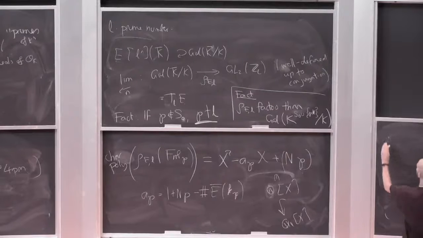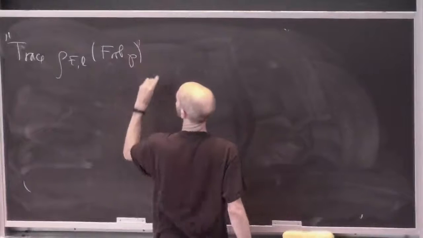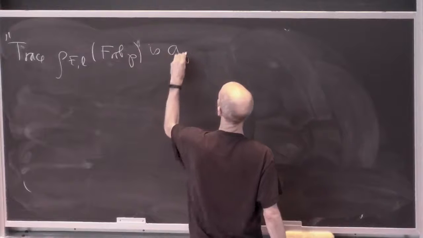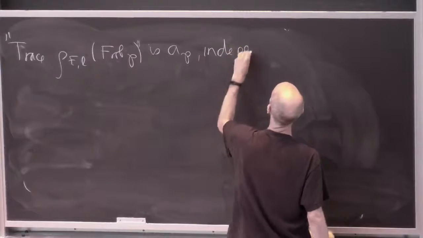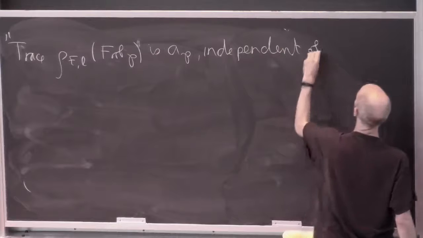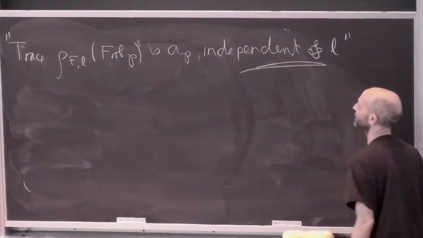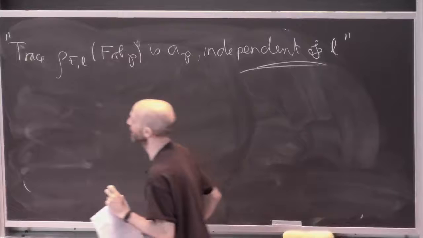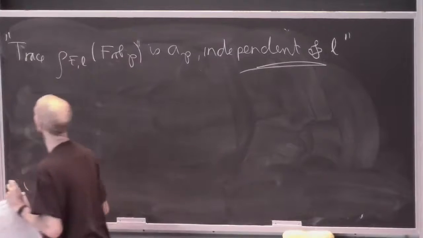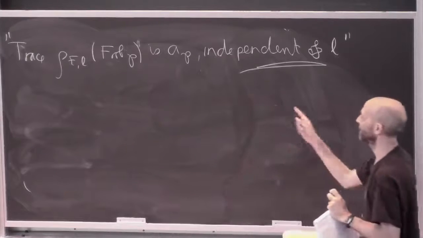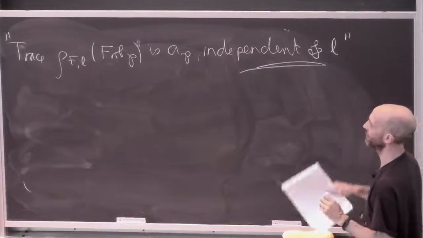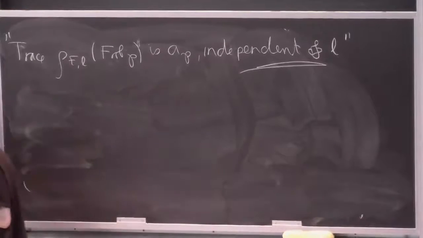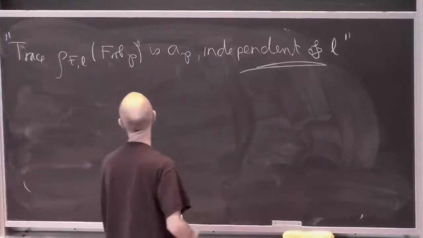But in particular, I want to say that the trace of rho EL of Frob P is, in particular, AP, right? Independent of L. But this is independent of L in some very weird sense, right? Because the trace is an element of QL, but the answer turns out to be independent of L because there's some weird coincidence, because there's this field called Q which kind of lives in the QL for all L. So this is a subtle thing, right?